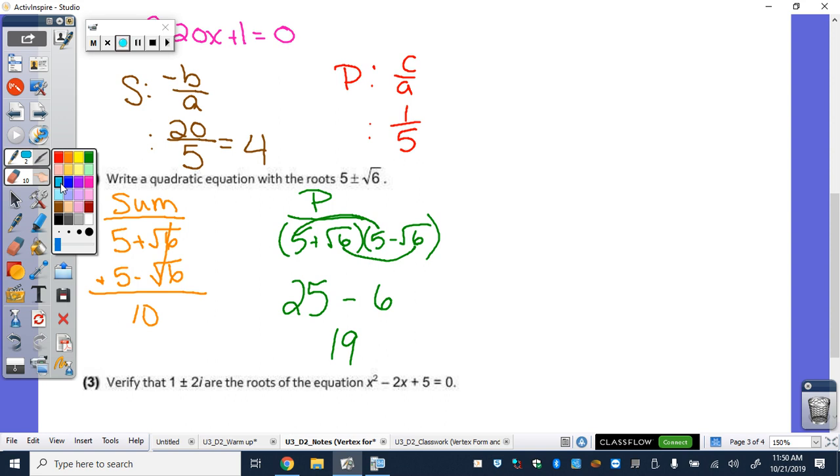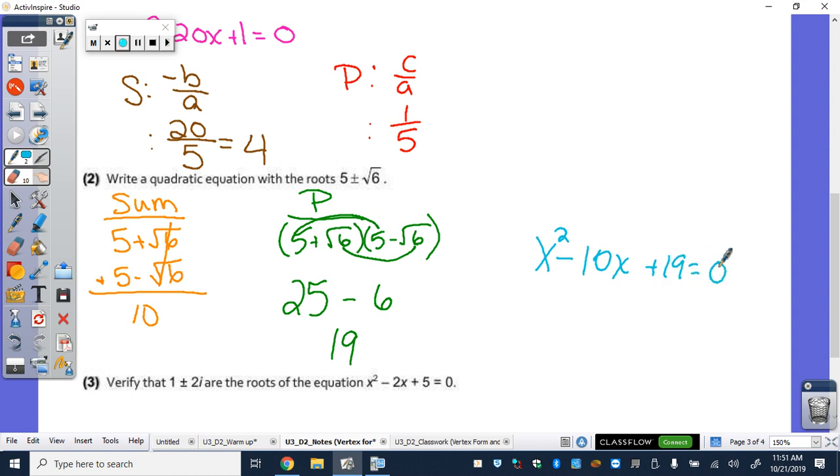So then our equation, x squared minus the sum times x, so minus 10x because our sum was 10, plus the product. And then you just have to set it equal to something. So we can set it equal to 0 here.